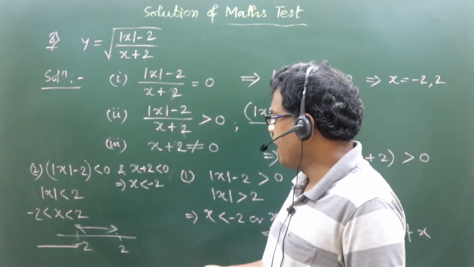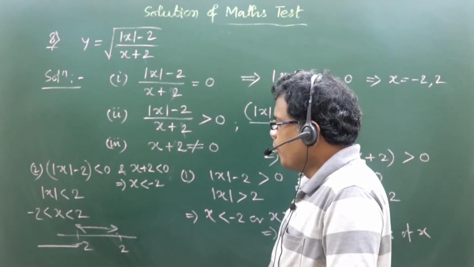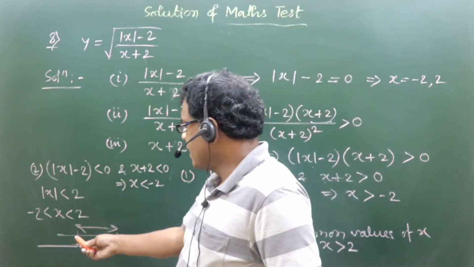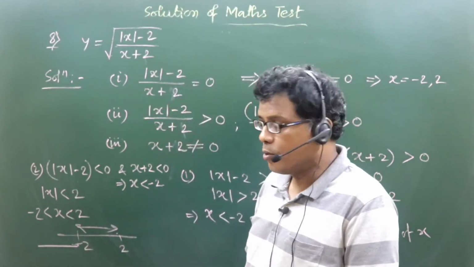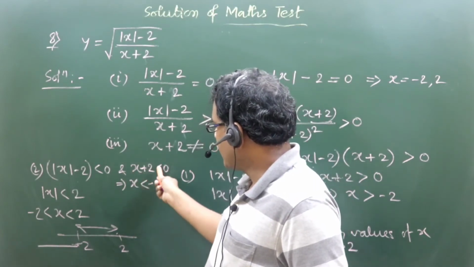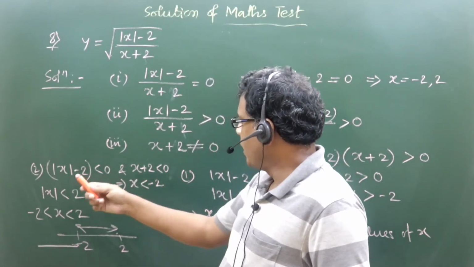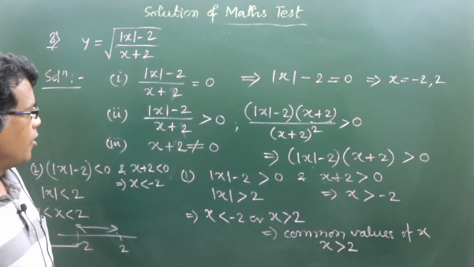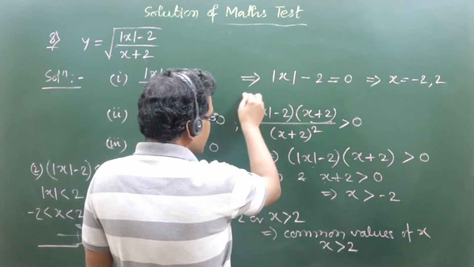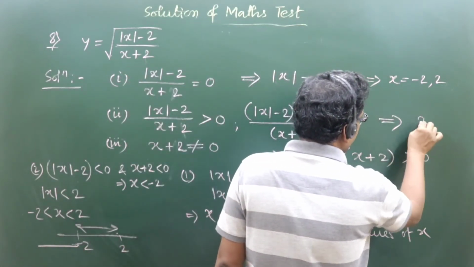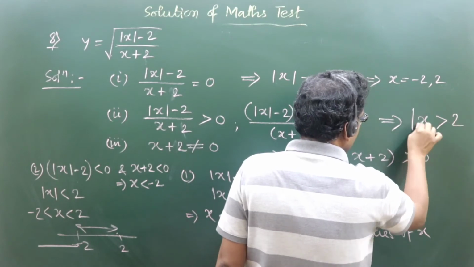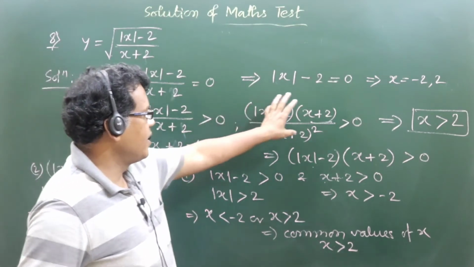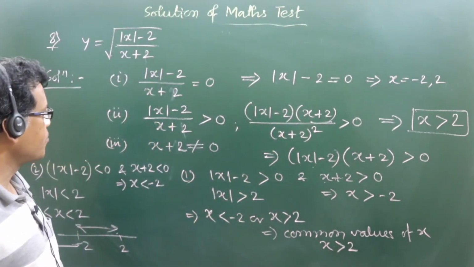Are you getting it? Are we getting any common value of x? To make mod of x minus 2 negative, we need to choose x somewhere between minus 2 and plus 2, and simultaneously to make x plus 2 negative, x needs to be less than minus 2. So no common value of x we are getting. So that means this entire argument will only be satisfied for x greater than 2. This is the only permissible set of x satisfying this expression greater than 0.